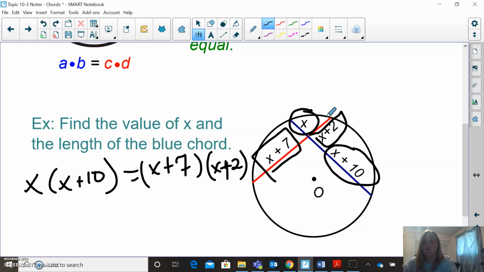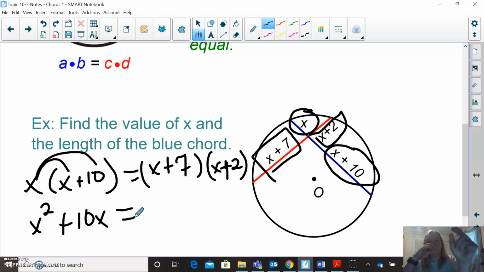With this one, let's start on the left-hand side. X times X, we're going to distribute. So X times X is X squared, and X times 10 is 10x. Let's set that equal. Now on the right-hand side of the equation, you can either use the FOIL method or the box method. I showed the box method in another video, so I'm going to show FOIL here.